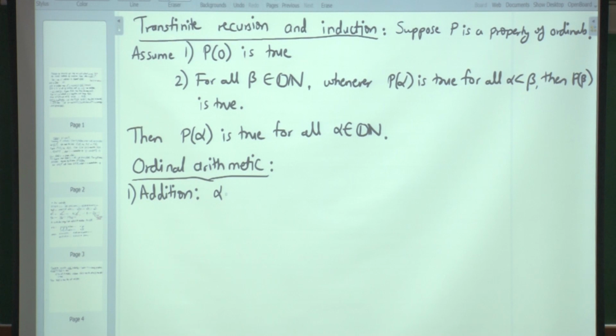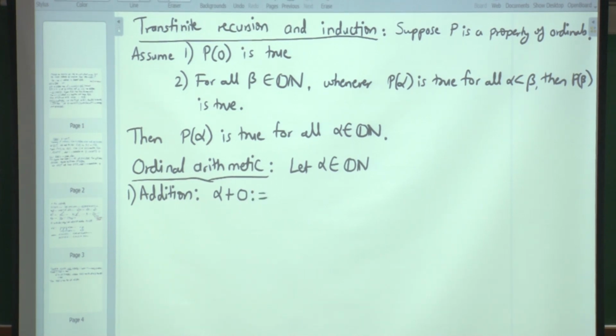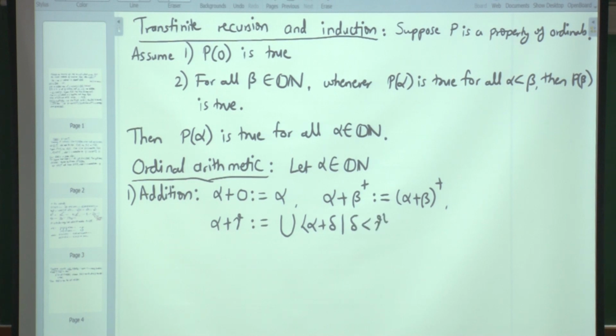The same way that we defined it for natural numbers. So let alpha be an ordinal. Addition we will define by this. Alpha plus 0 is defined to be, any idea? Alpha plus 0 has to be alpha. Then I should do it for successor and limit ordinals. Alpha plus beta plus is defined to be, very good, all of you know what to do. And if gamma is a limit ordinal, then alpha plus gamma is defined to be the union of alpha plus delta, where delta is less than gamma. That's all, when gamma is a limit ordinal.